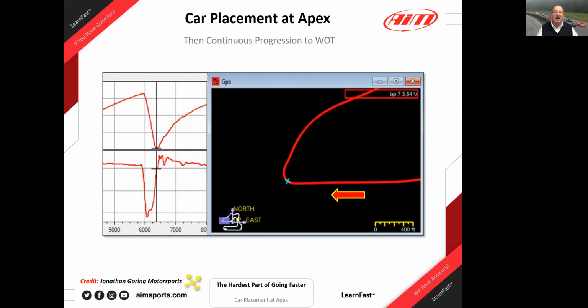Something as simple as car placement at the apex. If a car is wide of the apex, you've got to continue the steering input for a longer period of time. Hence, you cannot complete the application to wide open throttle. So it all starts with very simple things: car placement at the apex, and then a continuous progressive application of the throttle to wide open throttle.